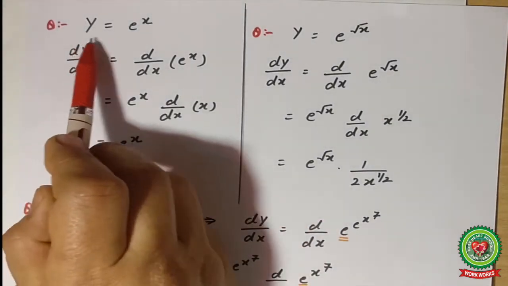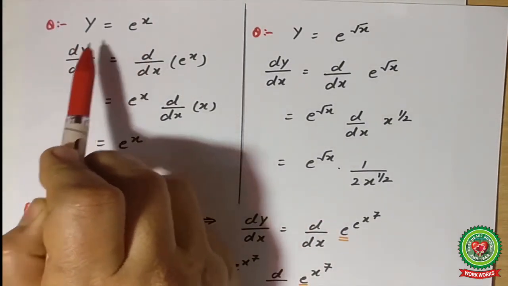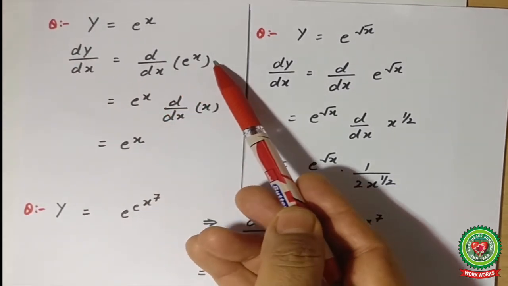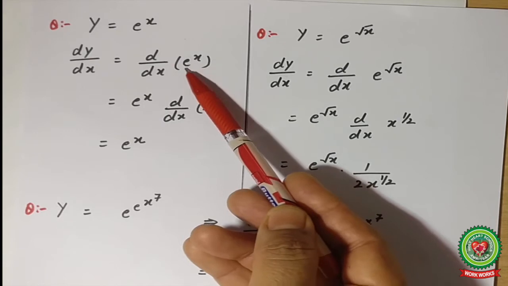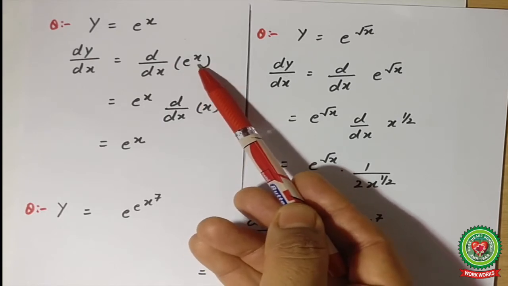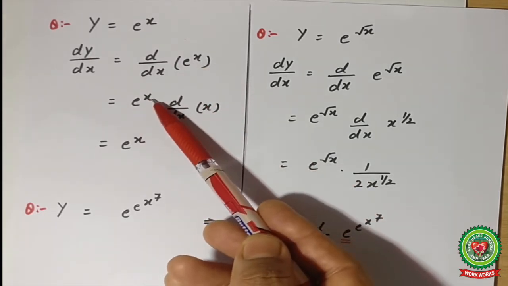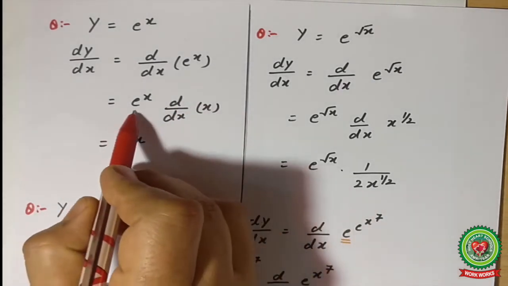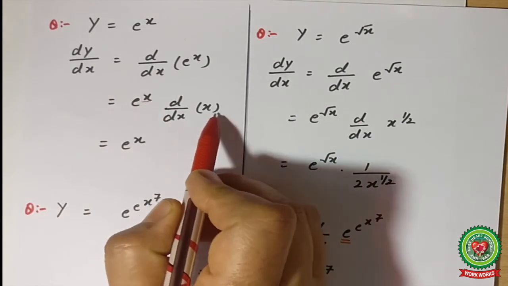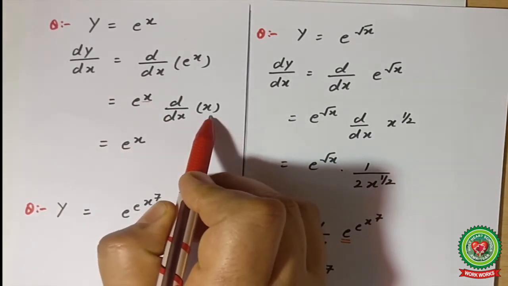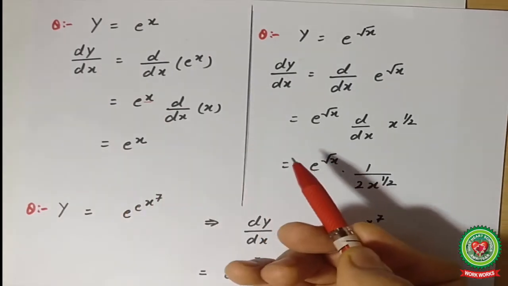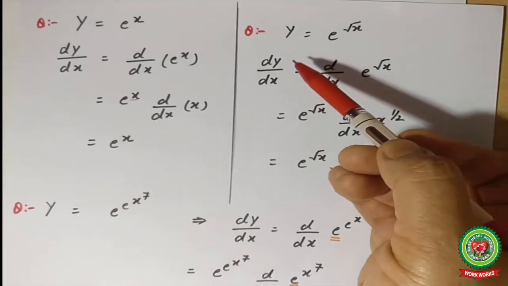y is equal to e raised to power x. Simple statement. Now dy upon dx, ddx of e raised to power x. Whenever e raised to power any function is there, we will write e raised to power x as it is. Then ddx of the function. What function is there? Only x is there. Then ddx of x, which is 1. e raised to power x into 1 is e raised to power x.